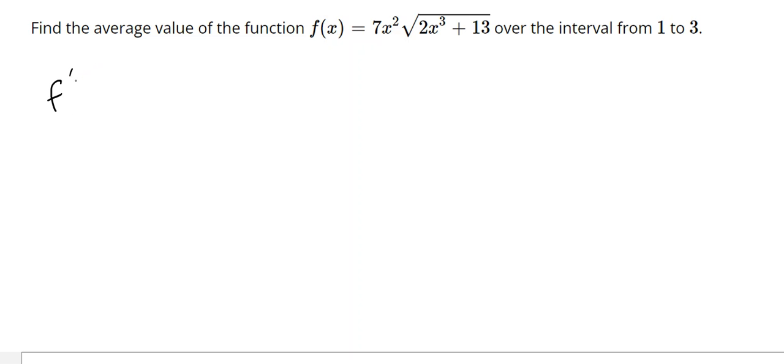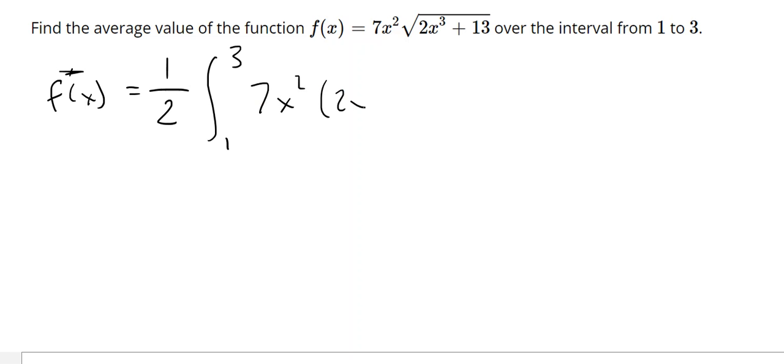So f bar of x, not f prime, is equal to 1 over b minus a. So that's 3 minus 1, which is 2, times the integral from 1 to 3 of 7x squared. And then I'm just going to write this as 2x cubed plus 13 to the 1/2 power dx.